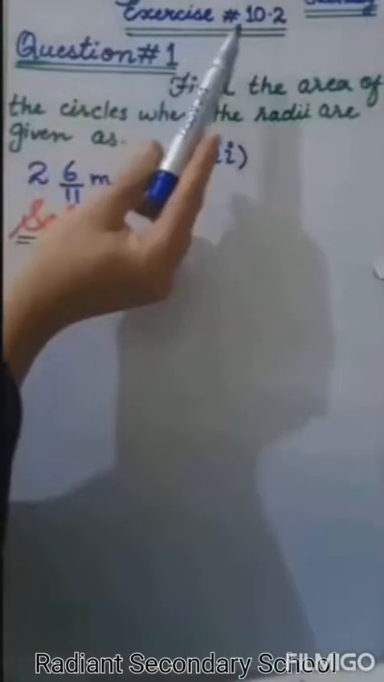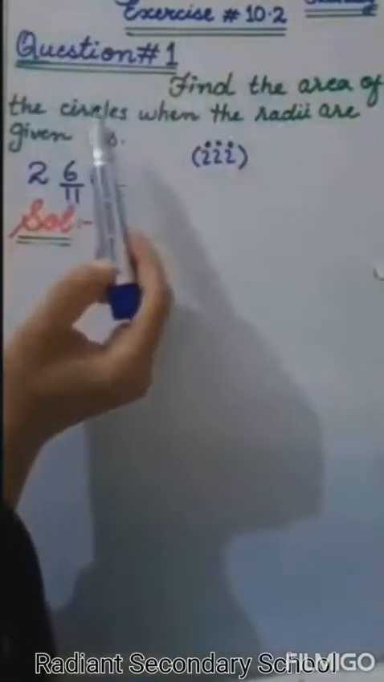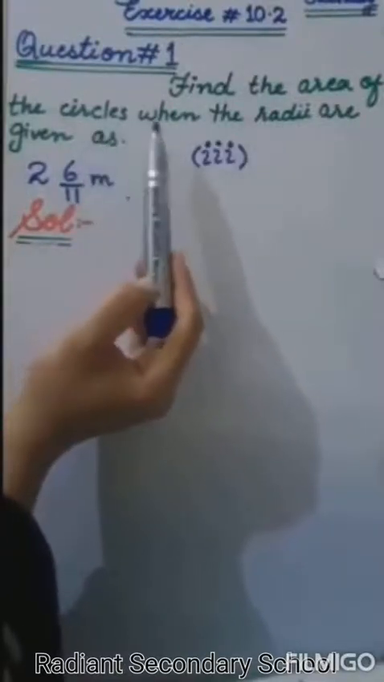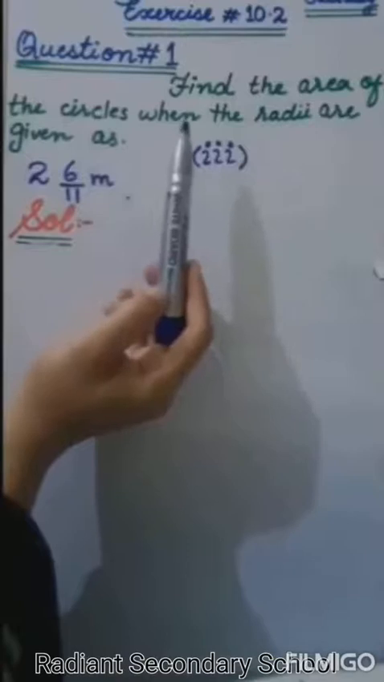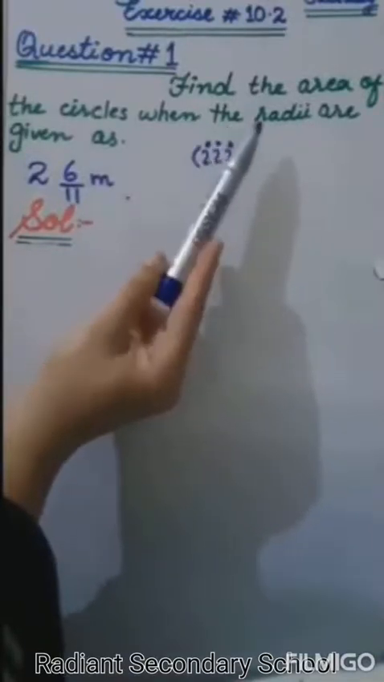Assalamu alaikum students. Today we have to start exercise 10.2, question number 1. Find the area of the circles when the radii are given as follows. In this question, the radius is given. We have to find the area of a circle with the help of the radius.